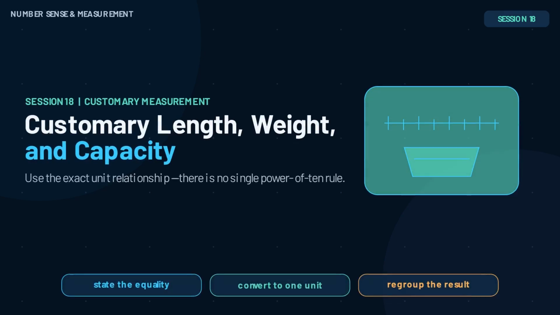Welcome to Session 18, Customary Length, Weight, and Capacity. Customary units use different conversion numbers, so a clear equality matters more than a memorized decimal shift. You will convert lengths, weights, and liquid capacities, combine mixed units, and keep ordinary ounces distinct from fluid ounces.